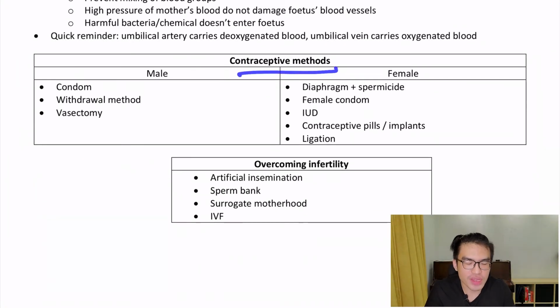Next, contraceptive methods. If you don't want a baby, this is what you do. Male, you can use a condom. Withdrawal method, not reliable at all. And then of course vasectomy, this is sort of like a permanent thing. You just cut away your sperm duct. Not really permanent though, you can attach them back.